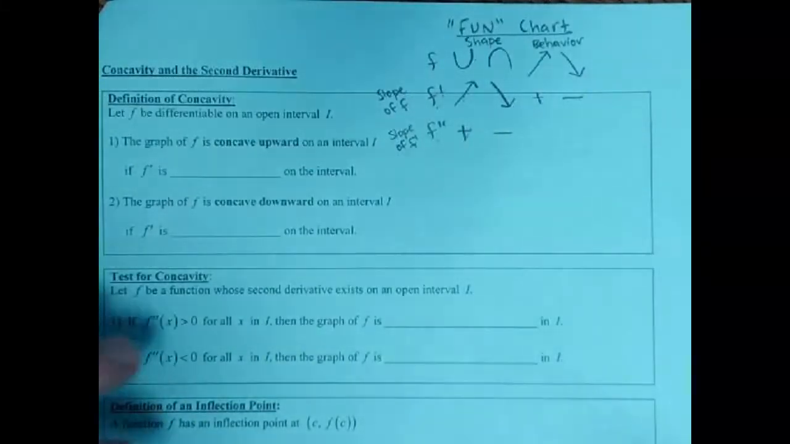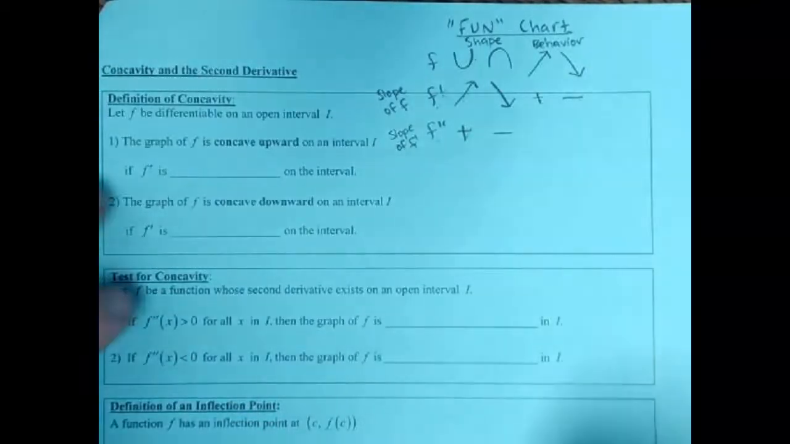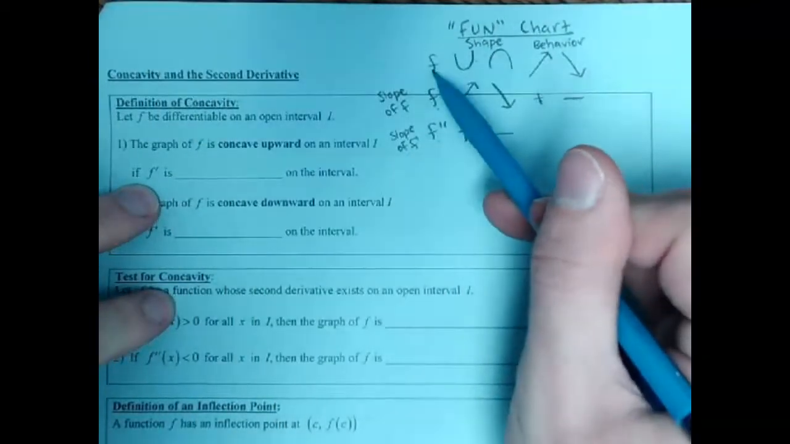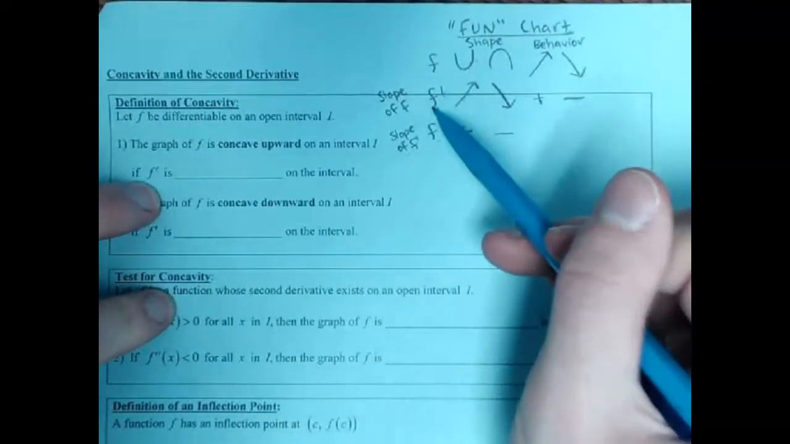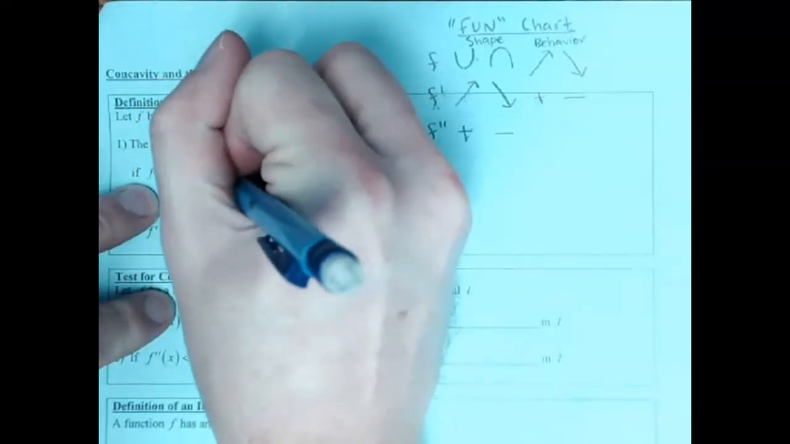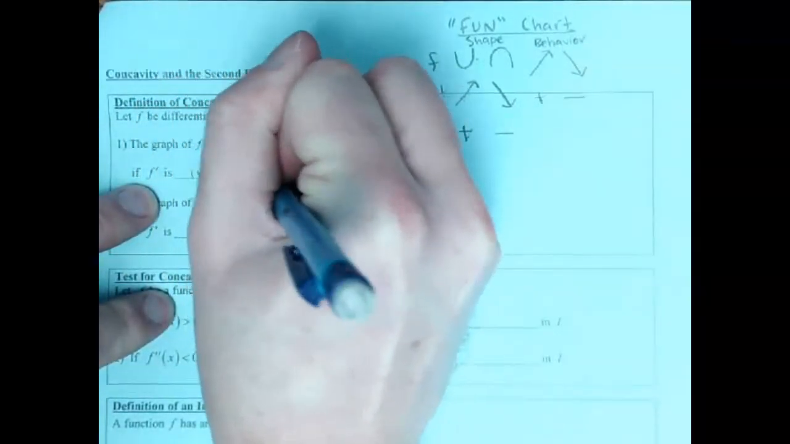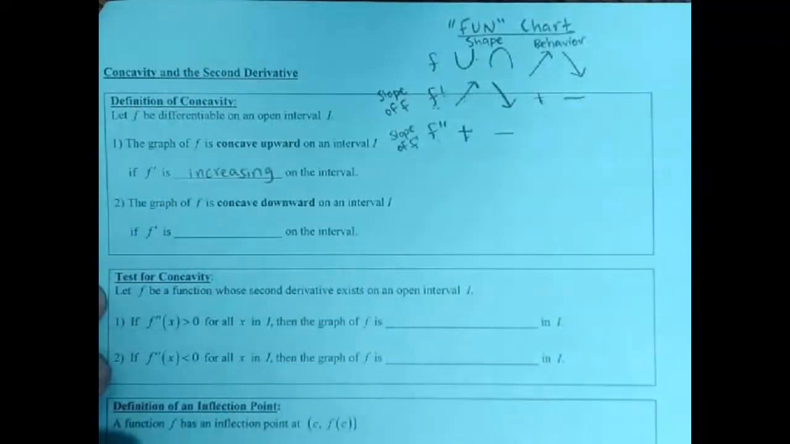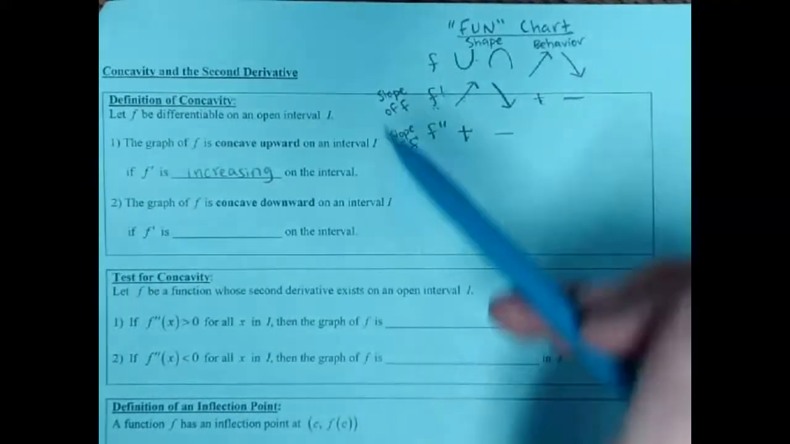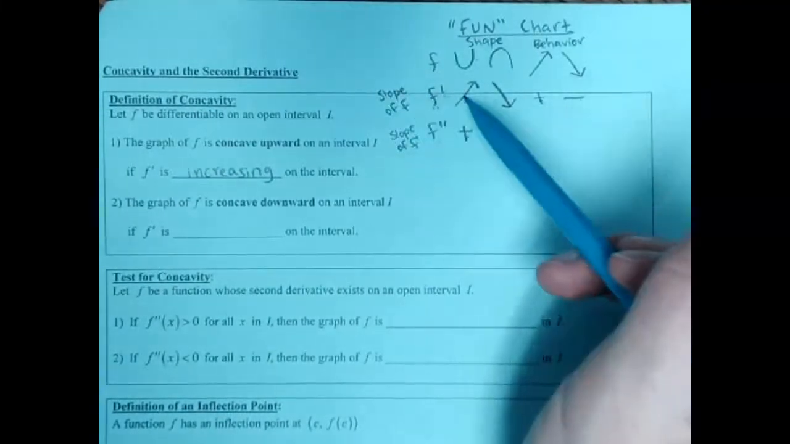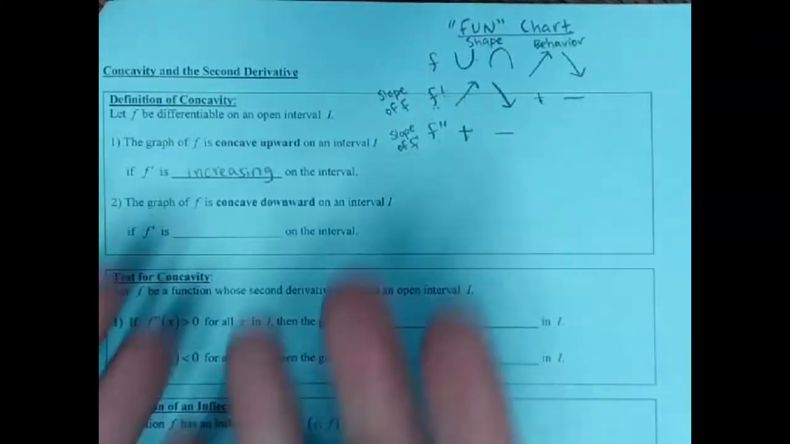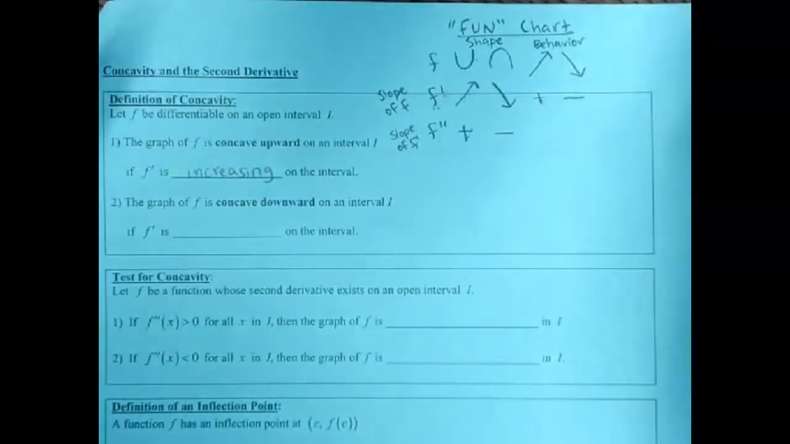The graph of f is concave up if f prime is increasing. And remember, f prime increasing is the same thing as saying the slopes of my original function are getting bigger. And if the slopes are getting bigger, that graph is going to have an upwards curvature to it, which we call concave up.